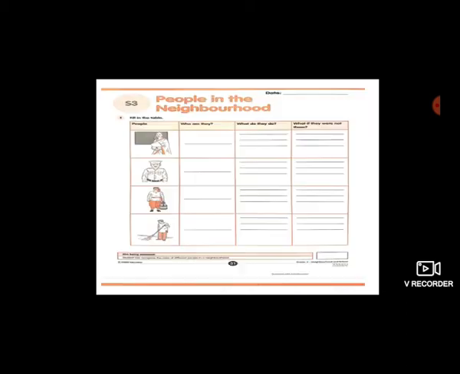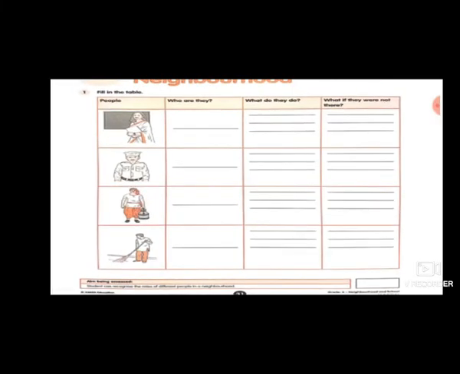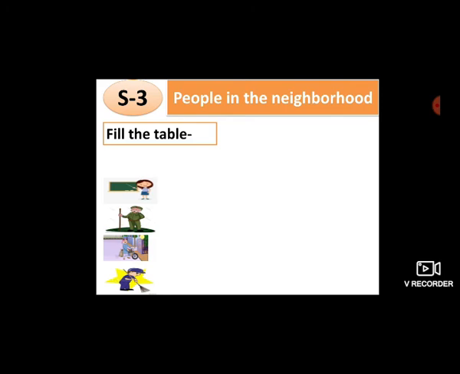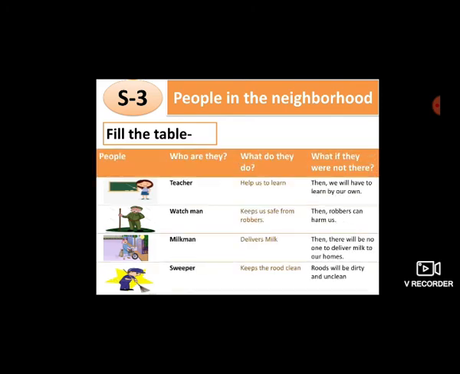Now it is time to do sheet number 3. People in the neighborhood. Now students, in this question, the images of some people have been given. Now we have to tell who they are, how they help us, yes, and what will happen if they were not there. Okay, so let's start from the first image. First is the teacher. How does the teacher help us in learning? What will happen if the teacher is not there? Then we will have to learn on our own. Okay, nobody will be there to teach you.